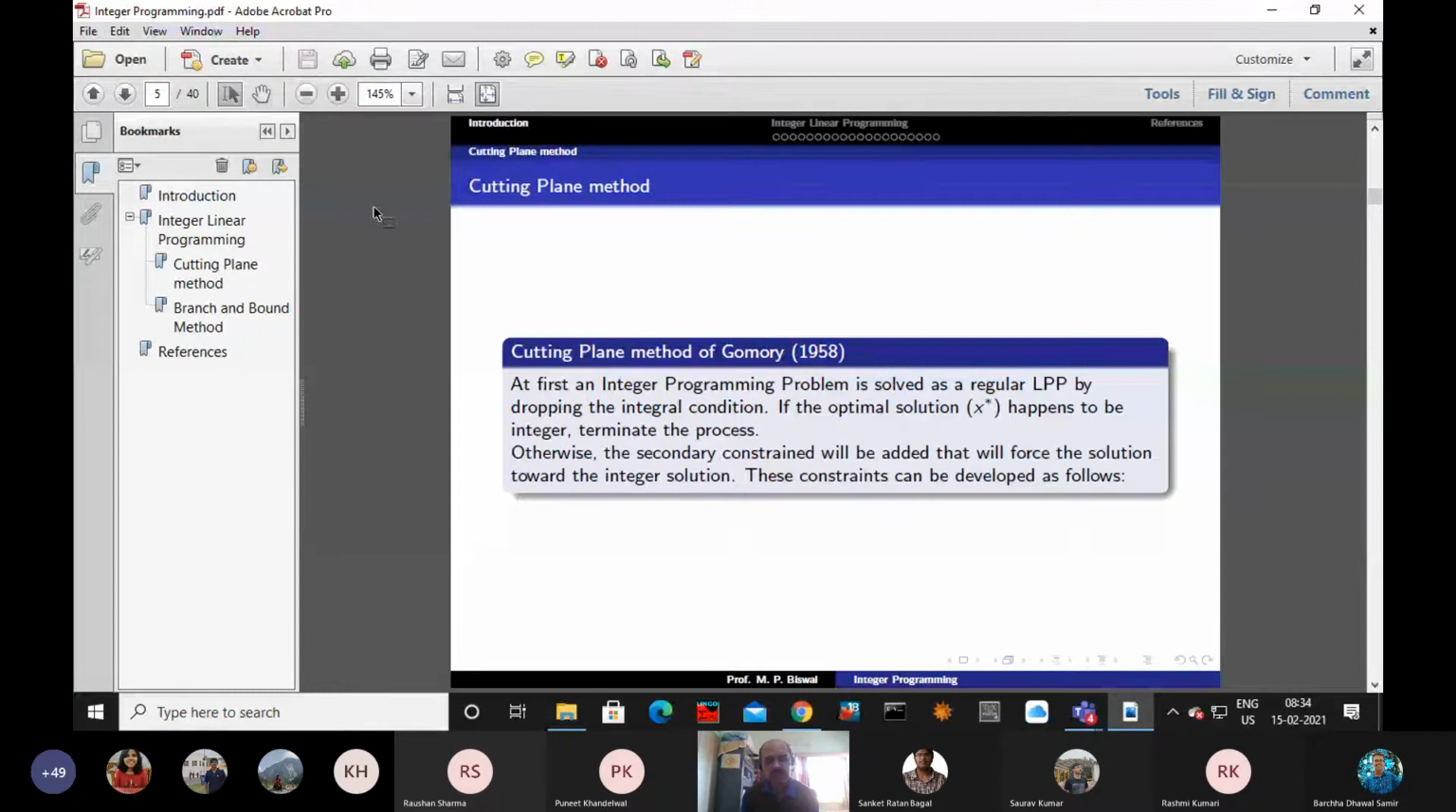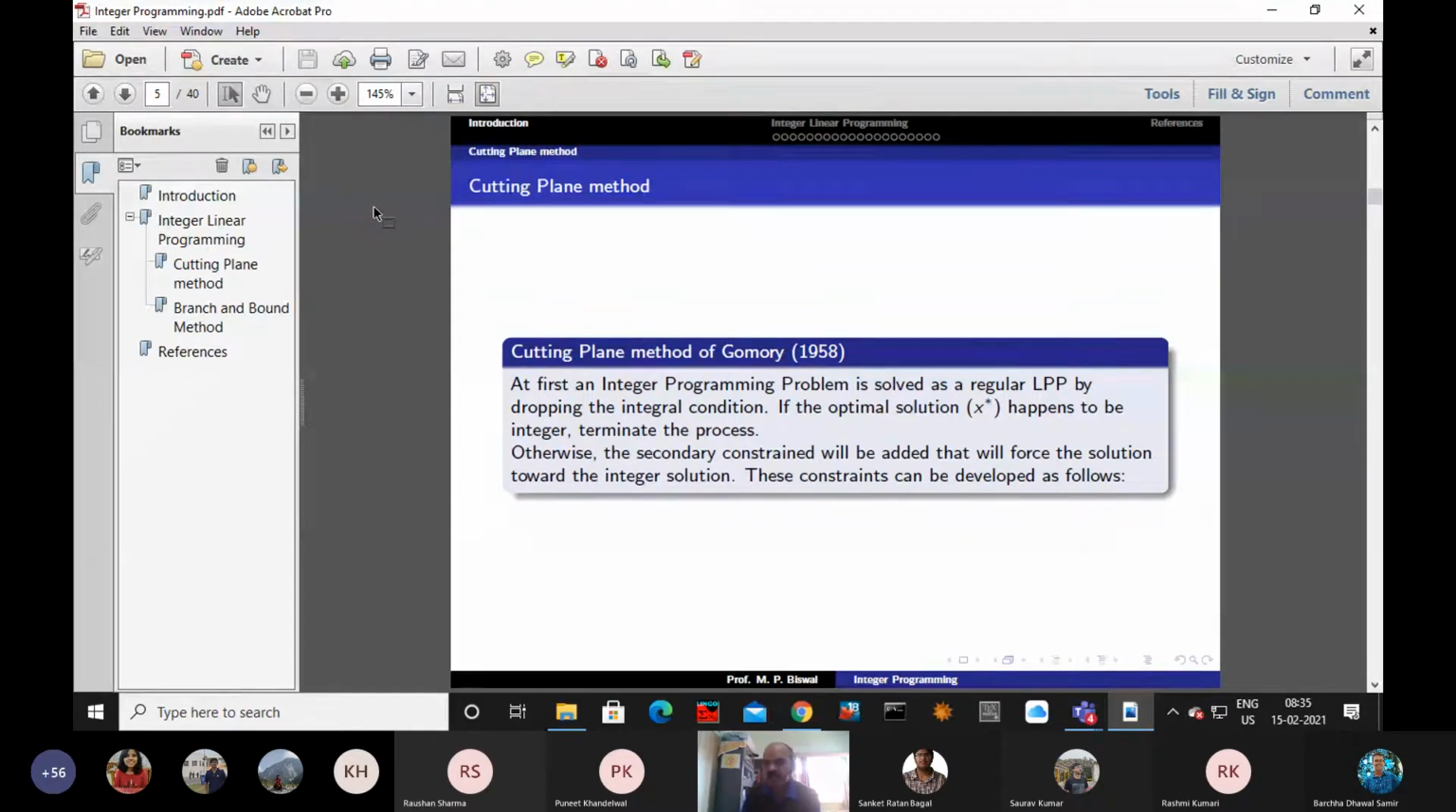We have solved several linear programming problems. Sometimes we find a decision variable is half, sometimes 2, and so on. If all the decision variables are non-negative whole numbers, then it is over; the solution is optimal, an integer solution. But if it is fractional, we have to add an additional constraint as a cutting plane, which we will discuss. If the optimal solution happens to be integer, terminate the process. Otherwise, a secondary constraint will be added that will force the solution toward the integer.